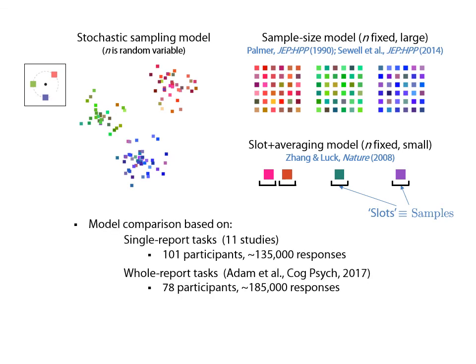Having pinned down the differences between models to effectively a single factor, whether the total number of samples is a fixed or random variable, we set out to test the effect of this factor on fits to empirical data. We carried out model comparison based on a large corpus of single report tasks of the kind described earlier, and also to a single very large data set collected by Kirsten, Adam and colleagues on whole report tasks, in which all the array items must be reported one after another on each trial.